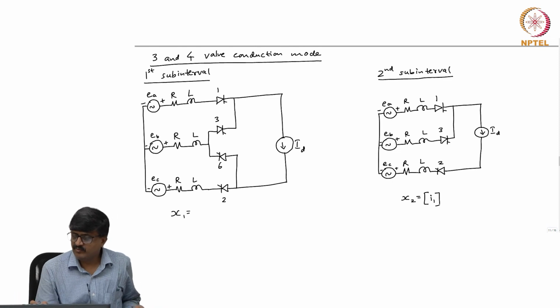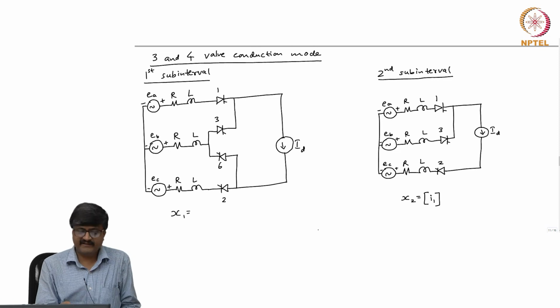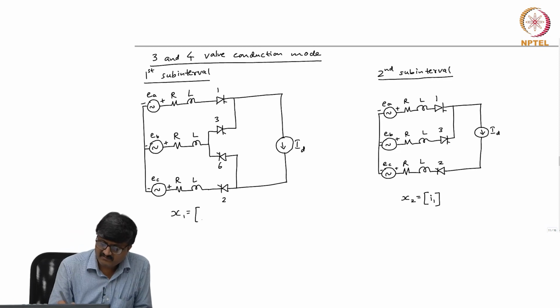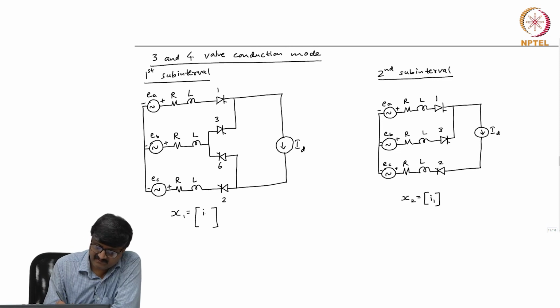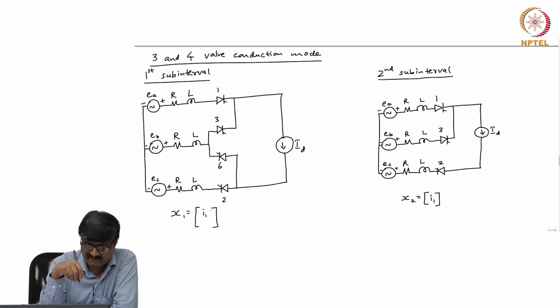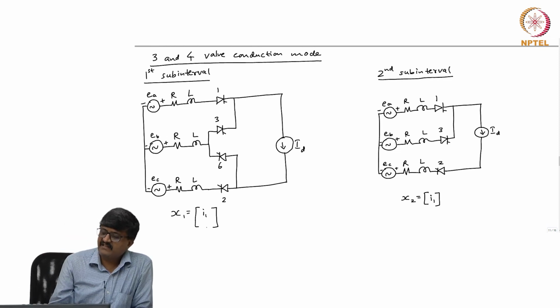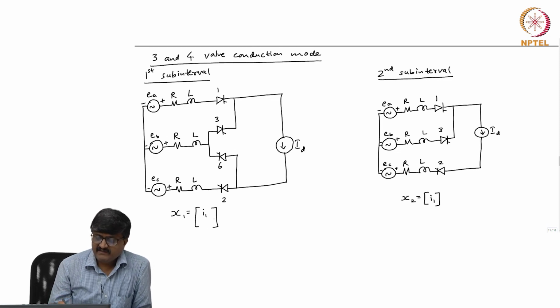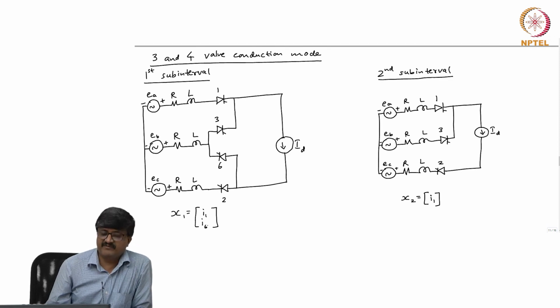Now, if x 2 has an element I 1, now that element should be there even in x 1. So, the elements of x 2 will appear in x 1. So, I 1 is there, but there will be one more element which is the last element which is not an element of x 2, and that element is nothing but the current through the outgoing valve. So, in this case the outgoing valve is valve 6. So, the current through the outgoing valve I 6 is the last element of x 1.